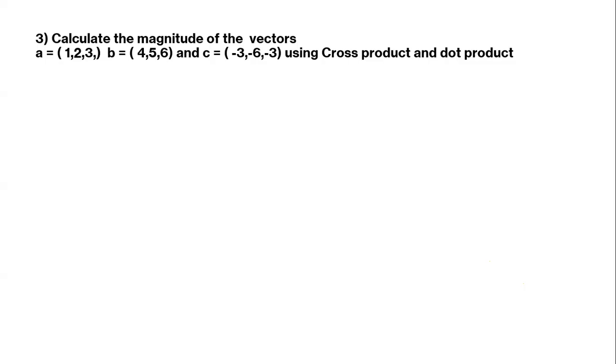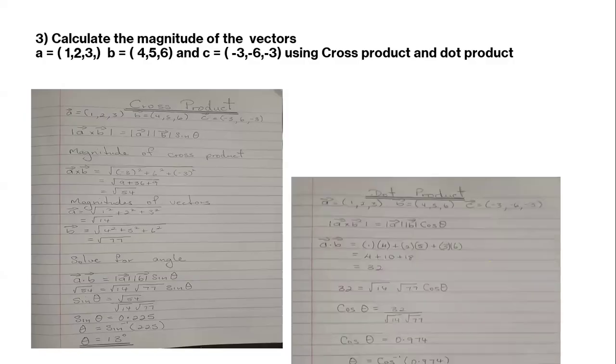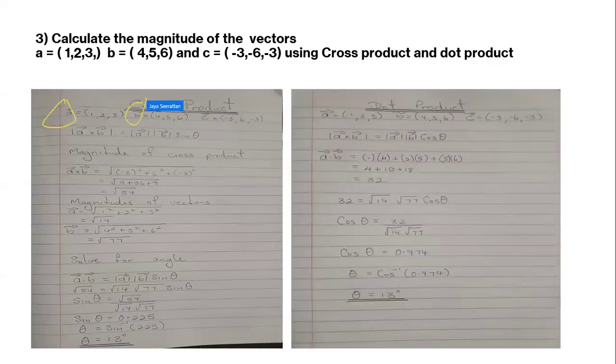To calculate the magnitude of a vector, we see that we use the cross product to find the normal vector or the perpendicular vector. We then use the dot product to find the equation of the plane. And here, using the same vectors, we want to calculate the magnitude. So we calculate the magnitude using both the cross product and dot product. So here, I calculate the magnitude using the cross product first. So these are the vectors A, B, and C.